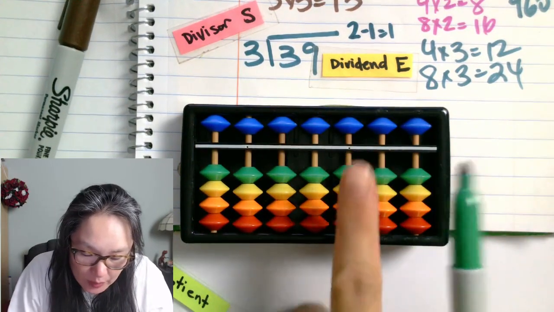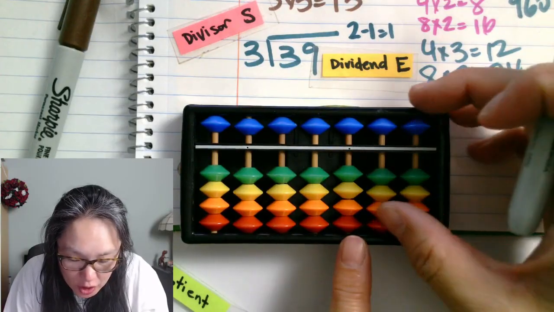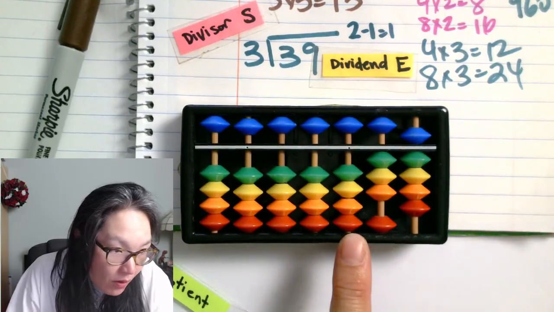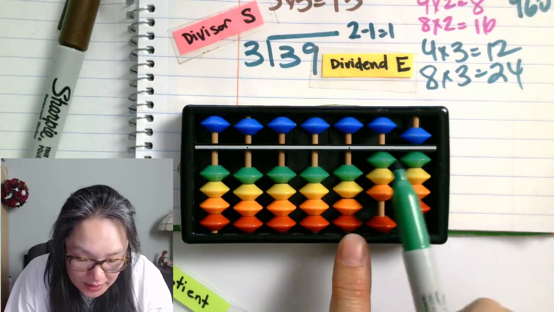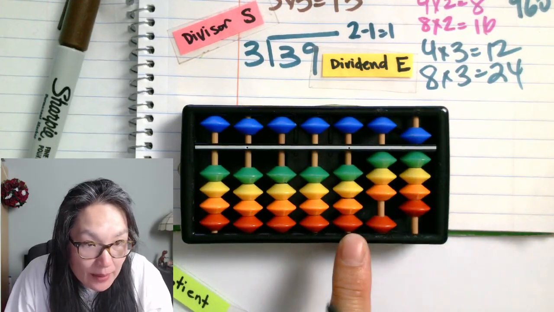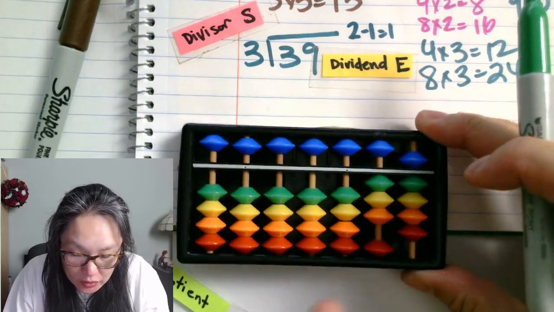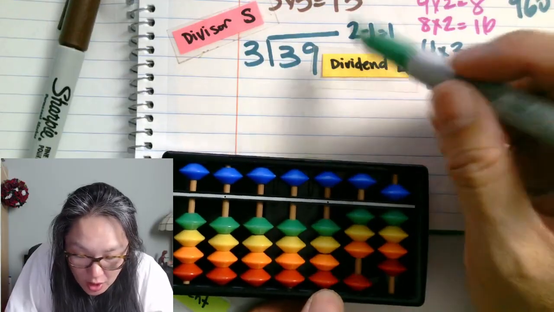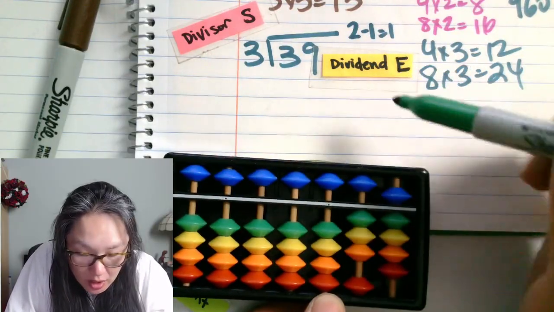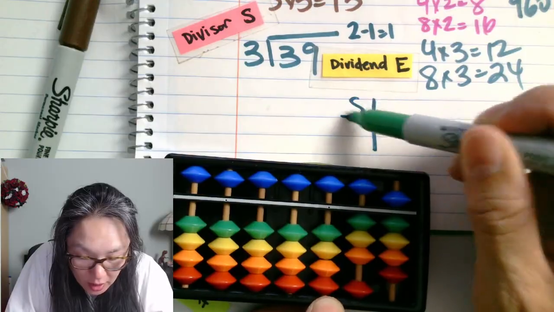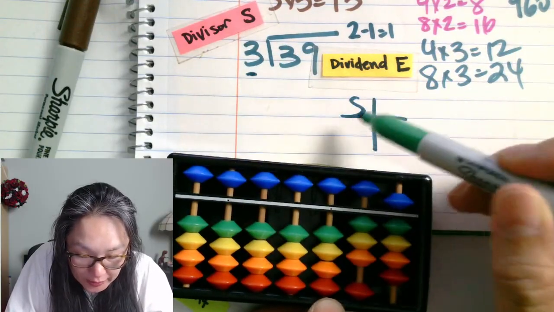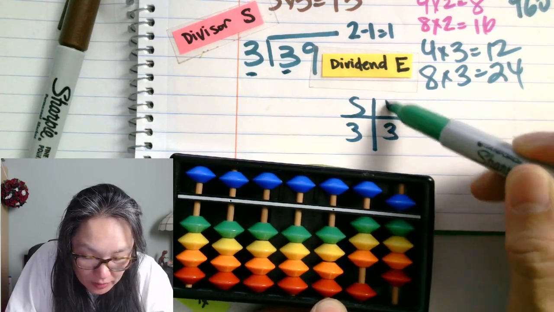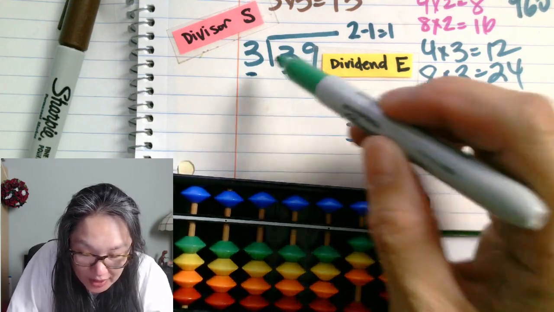So that means I'm going to add my dividend to the abacus, because we're going to subtract it on the abacus. So the first thing we're going to do is have a conversation. Our S is our divisor, and then I'm going to write a chart. Our S is our divisor. That's 3. Our E is 3. Who is bigger? They're the same. So we have to go to the next number.